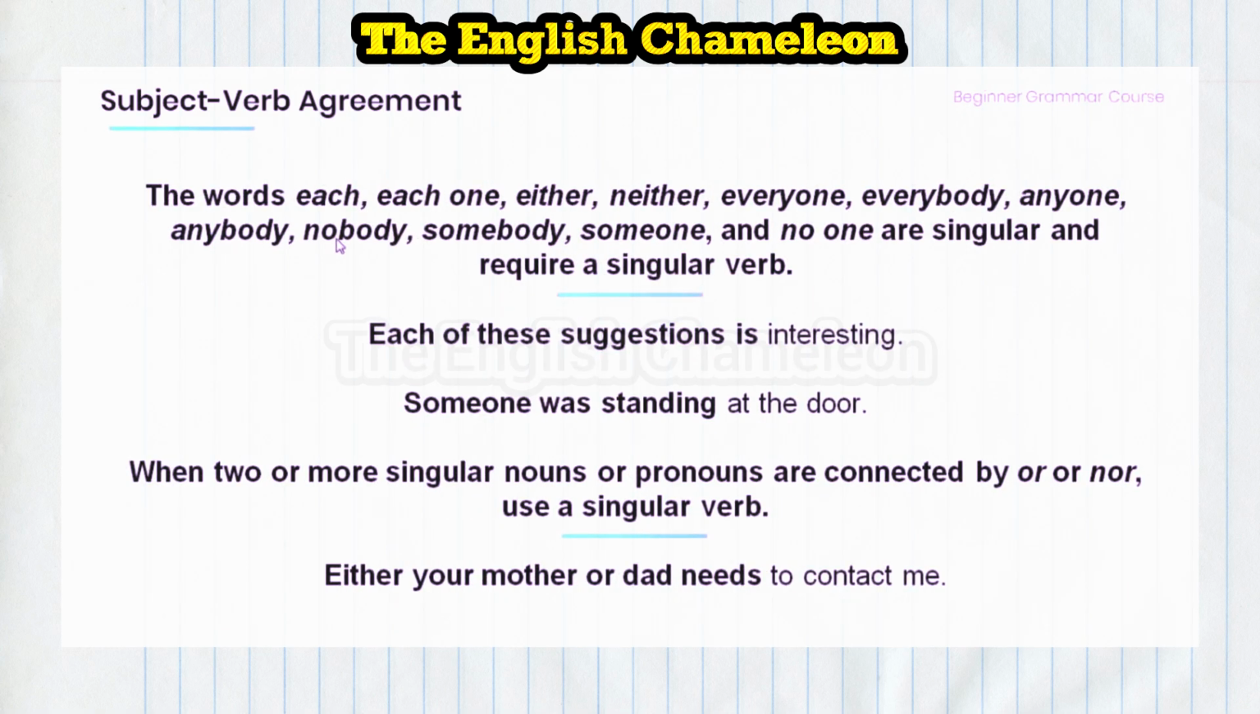Note that the words each one, either, neither, everyone, everybody, anyone, anybody, nobody, somebody, someone, and no one are singular. And so you must use a singular verb. Have a look at the following examples. Each of these suggestions is interesting. Someone was standing at the door.